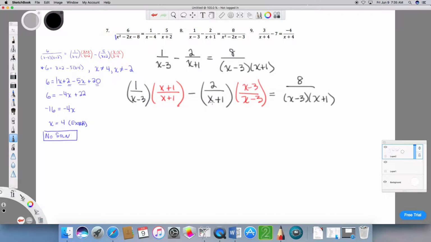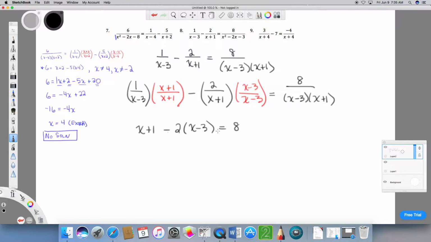So we multiply both sides of this equation by this common denominator. All these denominators cancel, and we have only the operations left that are in the numerator. 1 times x plus 1 is just x plus 1. We have minus 2 times the quantity x minus 3. On the right-hand side, we have 8.